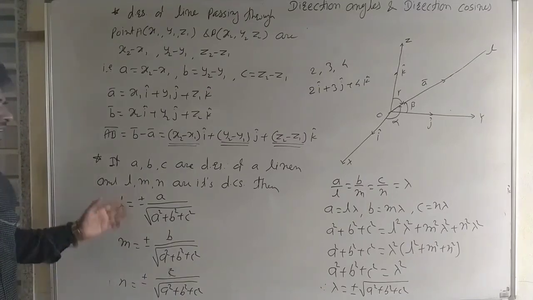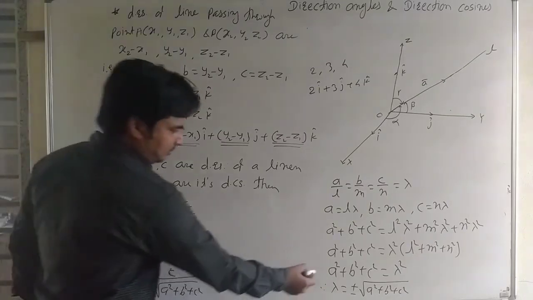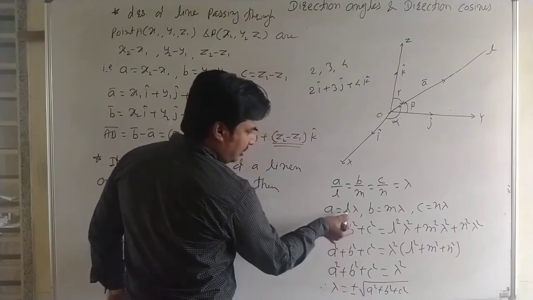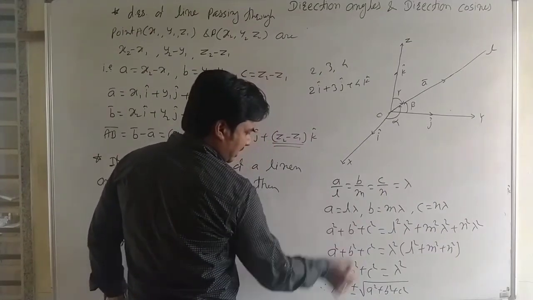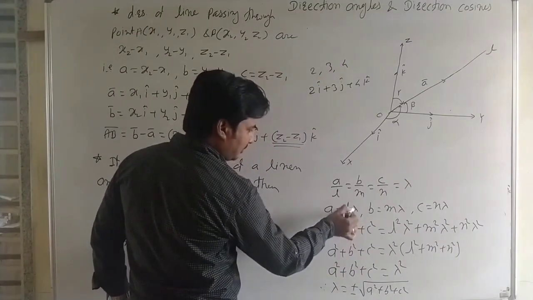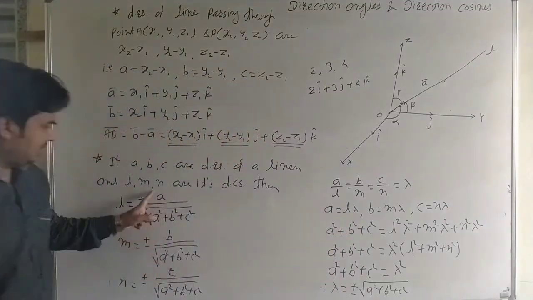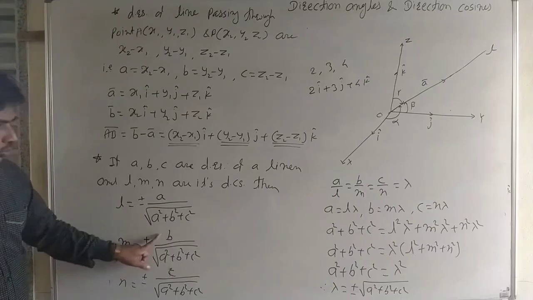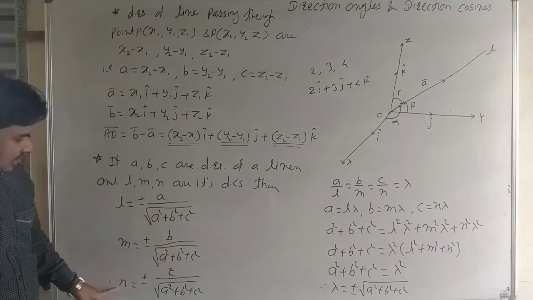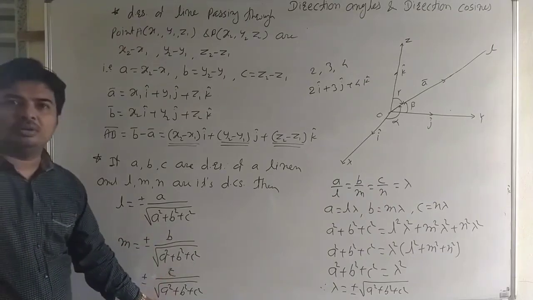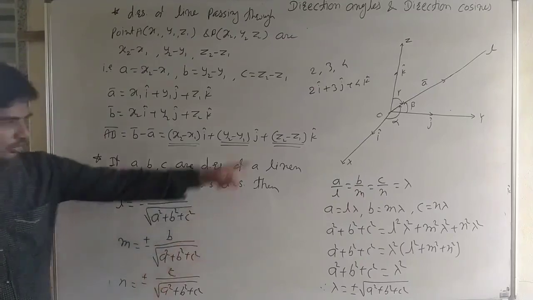And then l, m and n. Okay, take the value of lambda here, plus or minus lambda, and then l is equal to a upon lambda, m is equal to b upon lambda, and n is equal to again c upon lambda. Okay, it is the value from this.